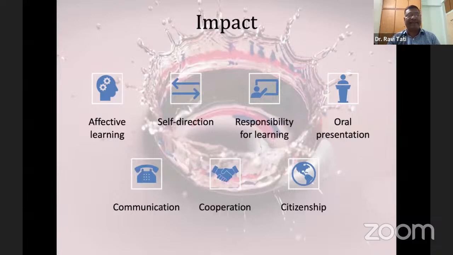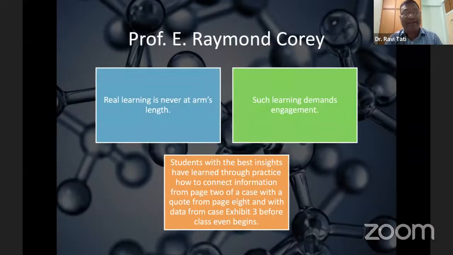You can have an effective learning through cases, and there can be self-direction, and you can take responsibility for learning. And there's cooperation needed, and I'm just skipping that. So let me come to one thought presented by Professor Raymond. And he says, real learning is never at ease. You can't just get it just like that.